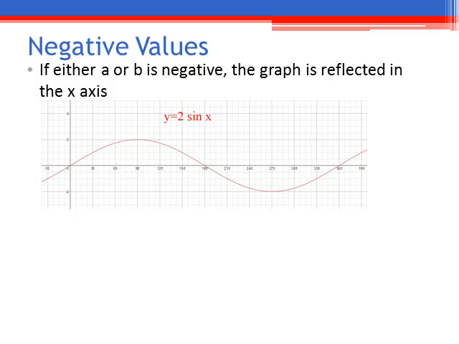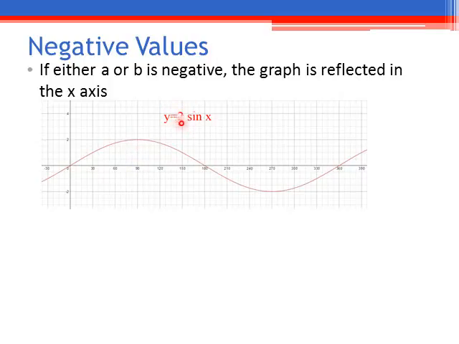If either A or B is negative, the graph is reflected in the x-axis. So here's an example of y equals 2 sine x. We can see that its period is still 360 degrees because there's no number in here with the x. But its height is twice as high as a regular sine function because of the 2 out front here.